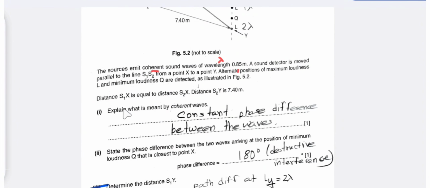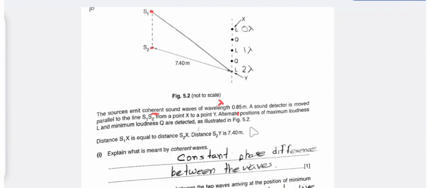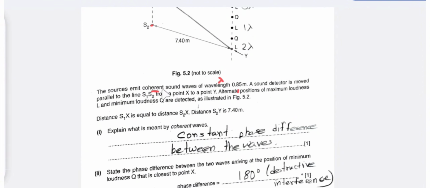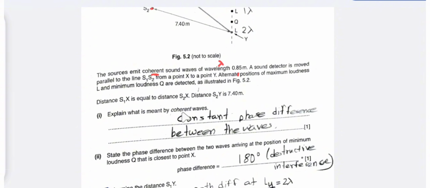Now the distance S1X is equal to the distance S2X, and S2Y is 1.40 meter. So S2Y is 0.70 meter as given. Explain what is meant by coherent waves. Coherent waves means that the waves have a constant phase difference between them.